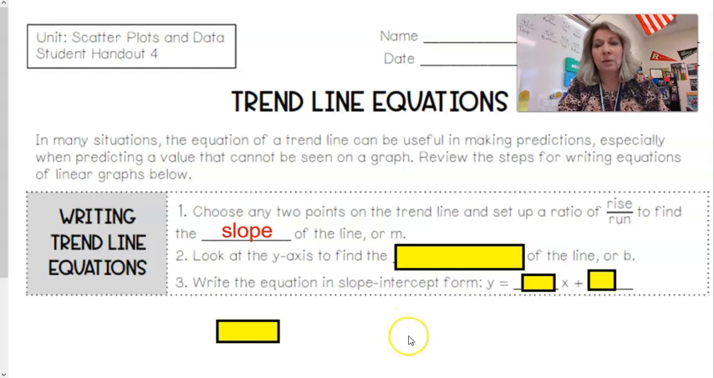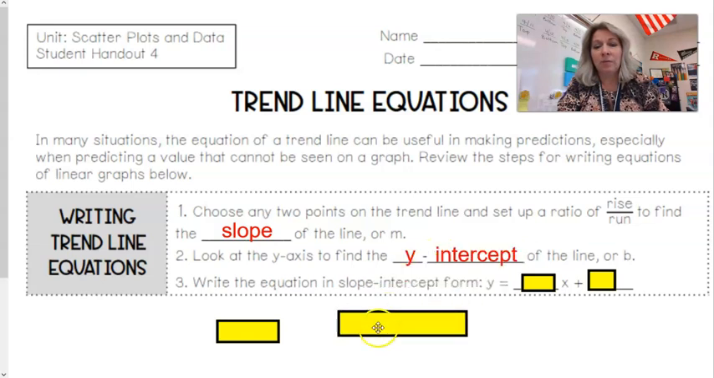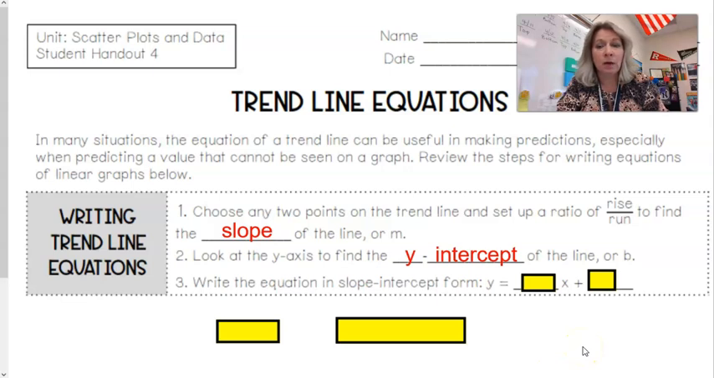The slope has the lowercase letter m. Then we're going to look at the y-axis, and we're going to find the y-intercept of the line, which is the lowercase letter b. We're going to see where that line hits or crosses the y-axis to find that y-intercept. Thirdly, once we have the slope and the y-intercept, the m and the b, we're going to use our format y equals mx plus b to write the equation for that line in slope-intercept form, which is y equals mx plus b.